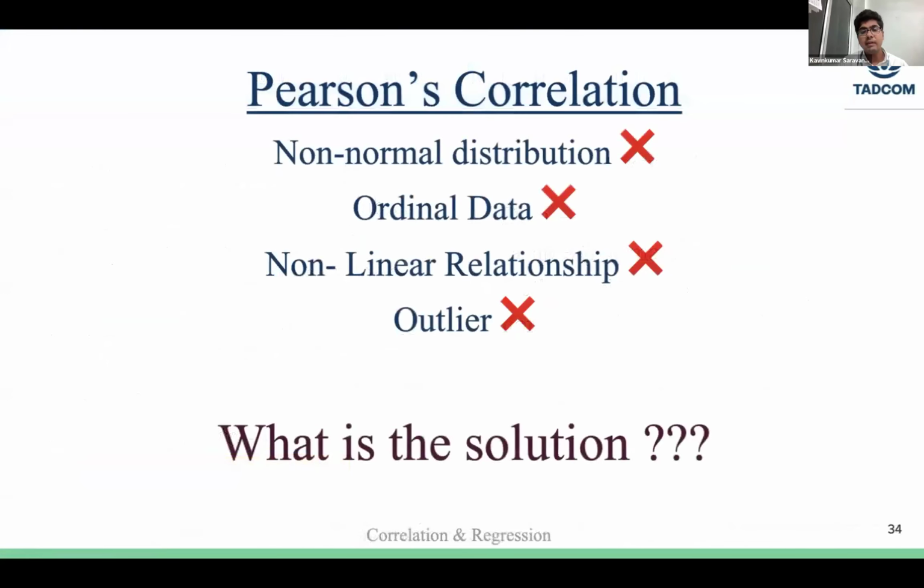Now, we saw Pearson's correlation is not for non-normal distribution. It is not for ordinal data. It is not for non-linear relationships, and it is sensitive to outliers, so data with outliers cannot be used. So what is the solution at this point? Do you have any solutions? If we have this kind of data in our analysis, we should go for the alternative method. What is the alternative method? Spearman. Yes, it's Spearman's.